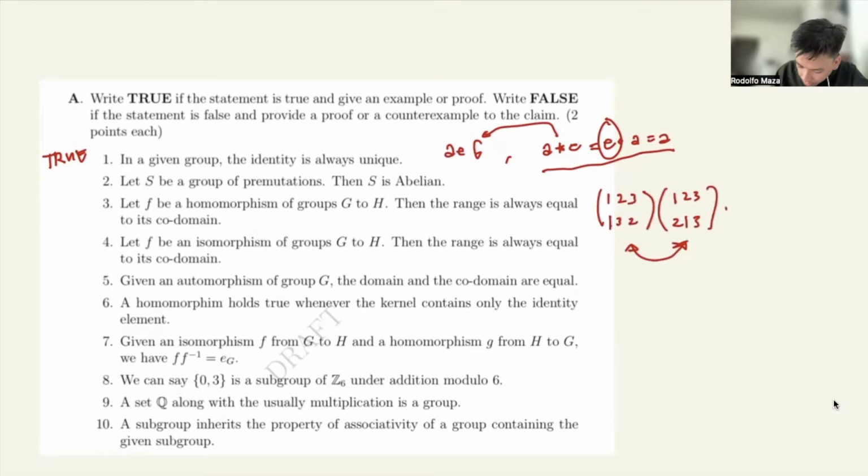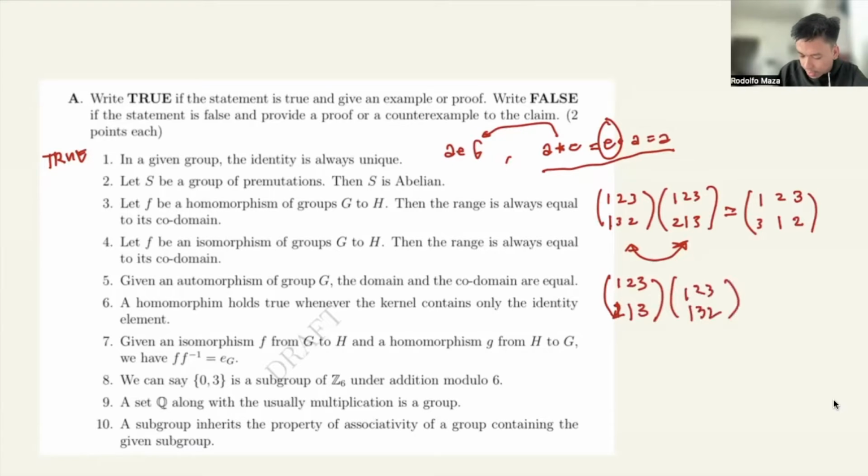Let's double check. So this is 3, this is 1, and this is 2. We'll see if that's the same. So I swap their places. So I have 1, 2, 3, and this is 2, 3, and 1. So they are not equal. Therefore, this is false.